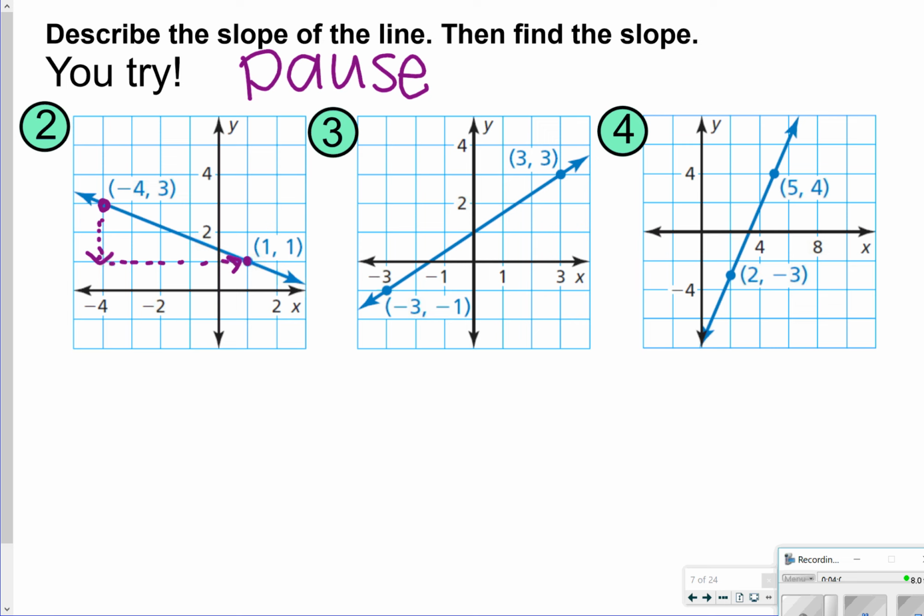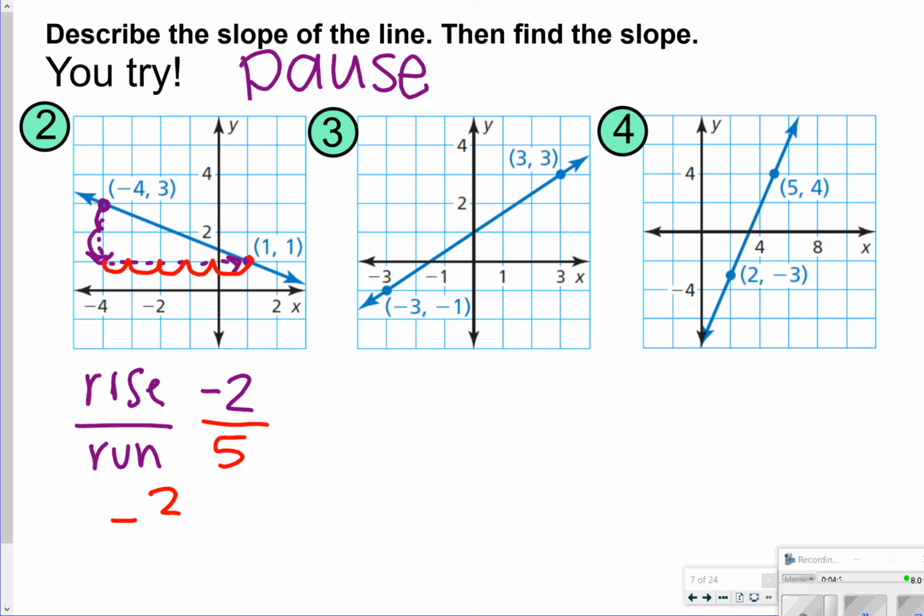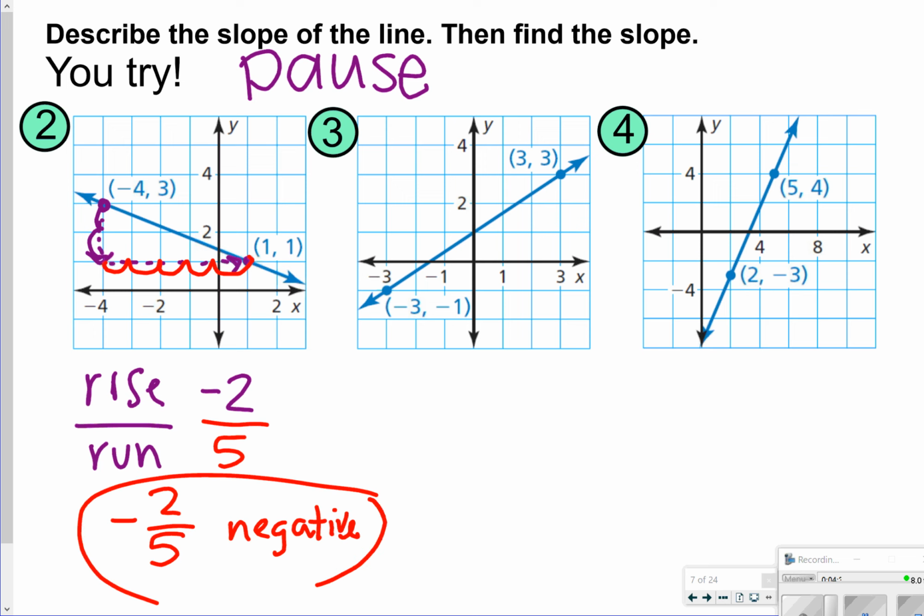All right, so for number 2, we are going to do rise over run. In this case, we went down, so that rise will be negative. We went down 1, 2, so that's -2 for the rise. I'm going to do my run in a different color so you can see the difference. Run, we're going to count 1, 2, 3, 4, 5. So my run is 5, so the slope is -2 over 5, and this would be a negative slope because it's obviously going down.